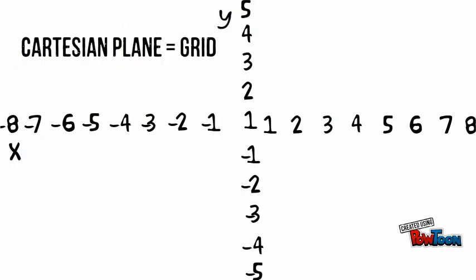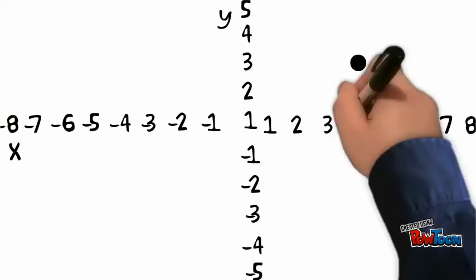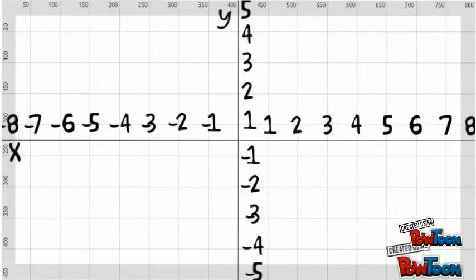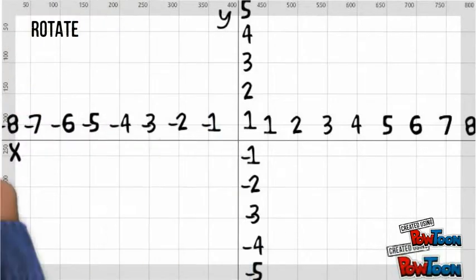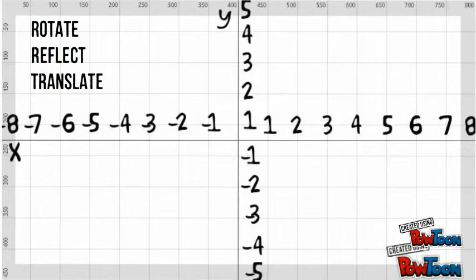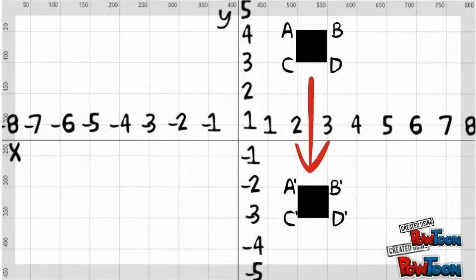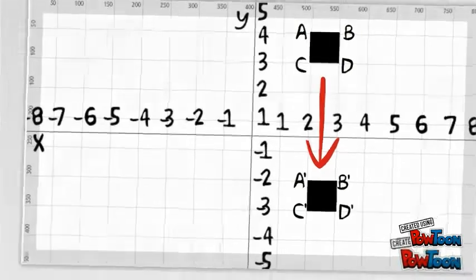When you are plotting a point on a Cartesian plane, you're given a set of coordinates, which is the x-coordinate followed by the y-coordinate. In this case, it's 4, 3. The origin's coordinates are 0, 0. Using Cartesian planes, we are able to rotate, reflect, and translate shapes. When we are rotating, reflecting, or translating a shape, the end result's points become known as prime.